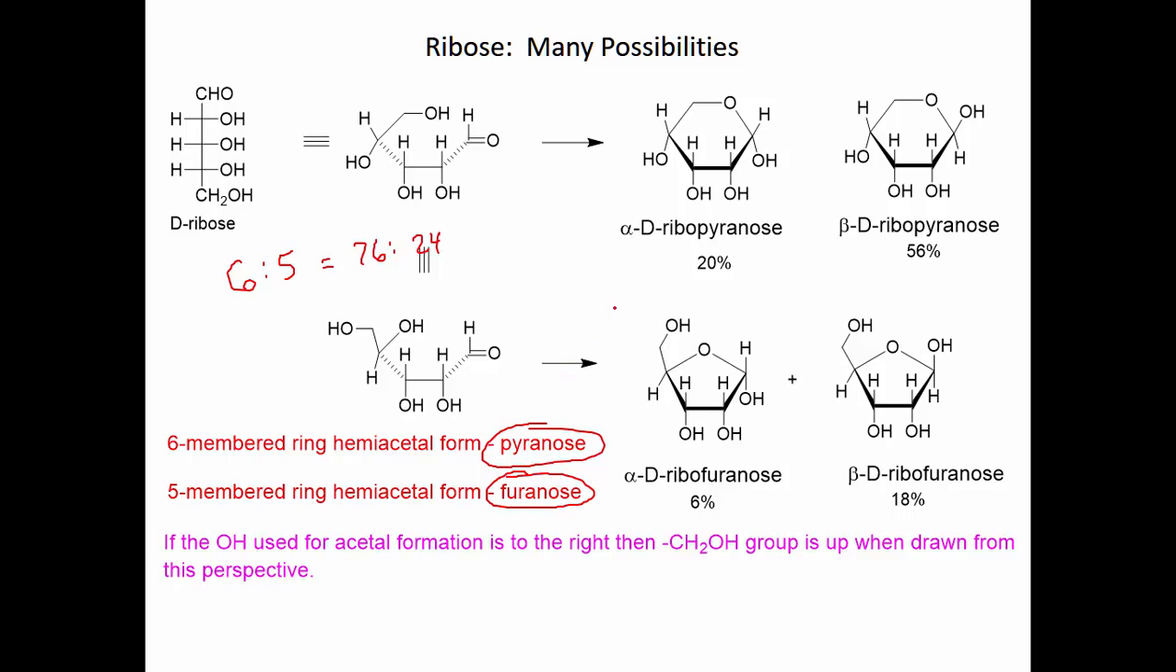And what we're going to do here to the name is refer to the stereochemistry of the anomeric carbon right there. And right here, this is going to indicate whether we're dealing with a 5 or a 6-membered ring. Okay? So again, alpha ribofuranose, beta ribofuranose. If the OH that's used for the acetal formation is to the right, then the CH2 group is going to be up when we use this perspective.